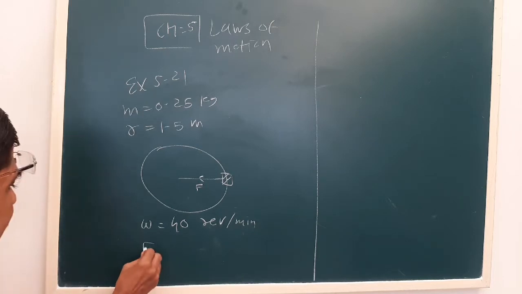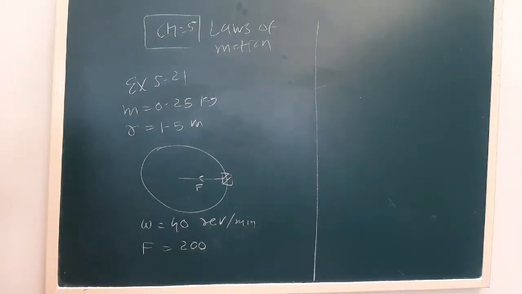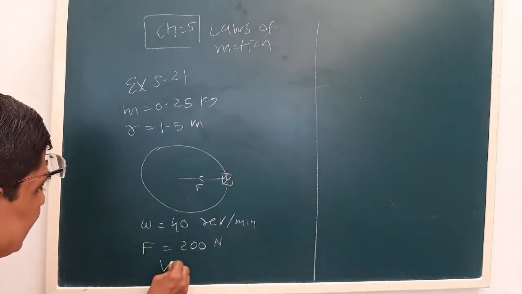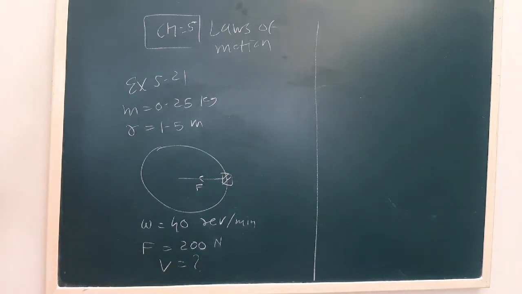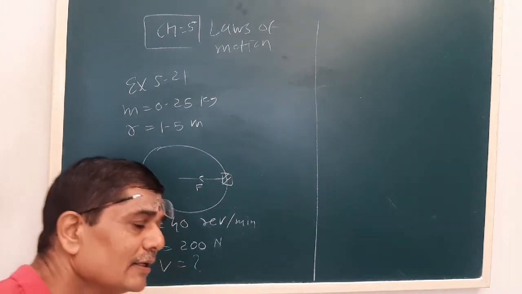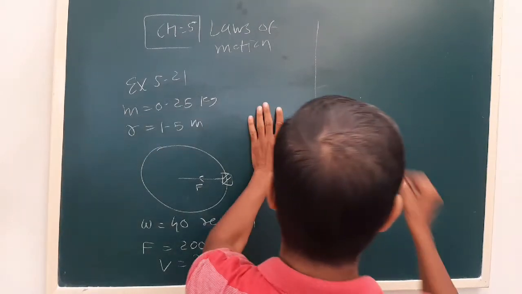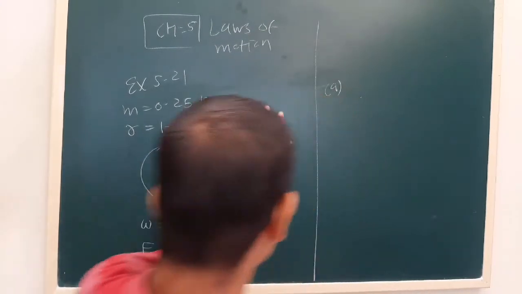And the second part: if the maximum permissible tension is 200 Newton, what is the speed with which it can be revolved? So there are two parts to the question. In the first part we have to find out the tension.